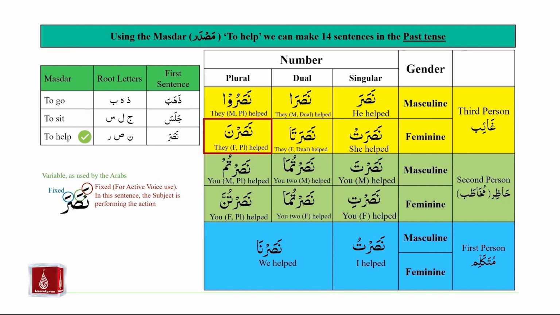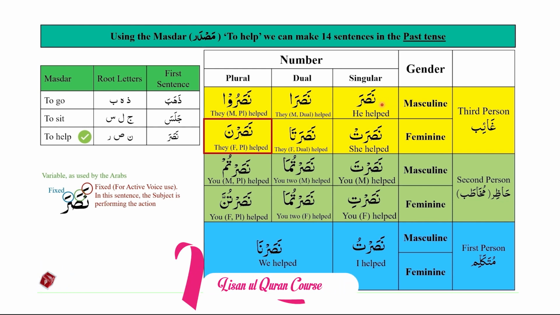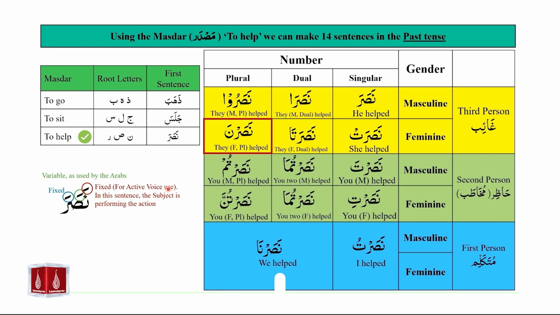Now we will use the masdar to help to make 14 jumla fi'liya in the past tense. To help is indicated by the three root letters noon, swat and ra. And the first jumla fi'liya is nasara. Nasara means he helped. Nasara will have a zabar on noon which is fixed for active voice use. Nasara means he helped, and in this sentence the subject is performing the action. The zabar on swat is variable because it is as it is used by the Arabs, and finally the zabar on ra is fixed.